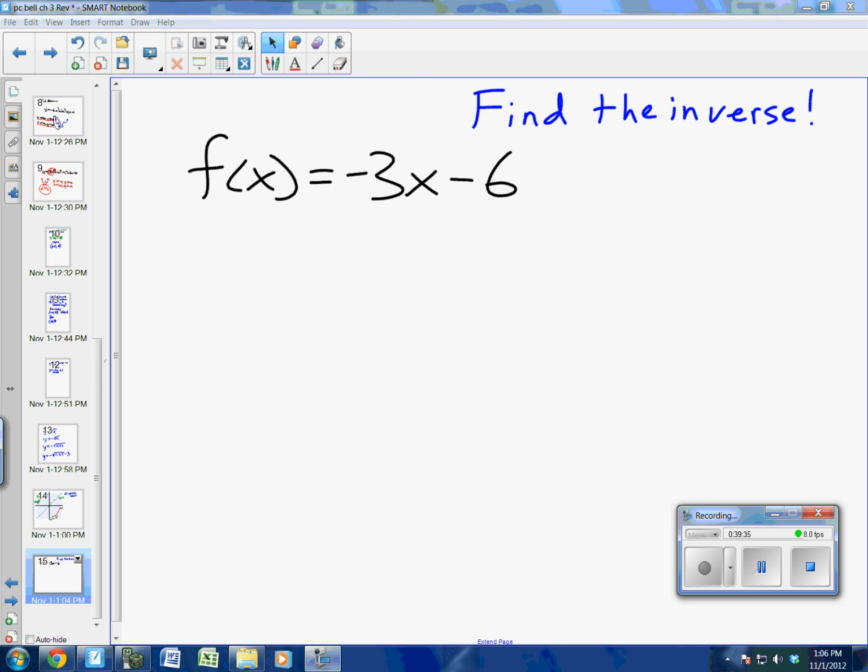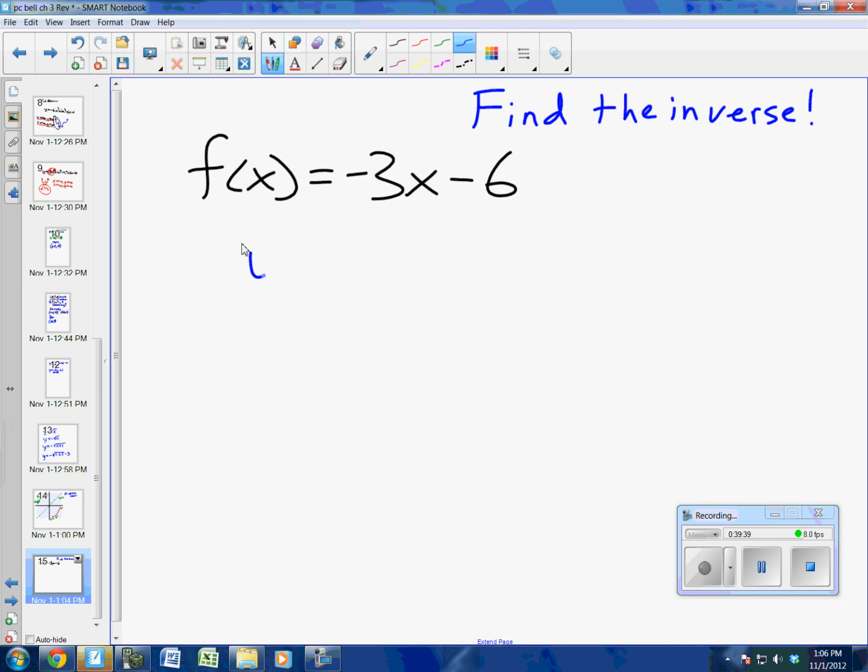All right, for those of you who didn't get it, watch this. First of all, the f of x is the same thing as y, right? How do you find an inverse? Switch x and y. So I'm going to switch x and y. Now you guys remember? That's how you find the inverse? Okay? And then I have to solve for y.